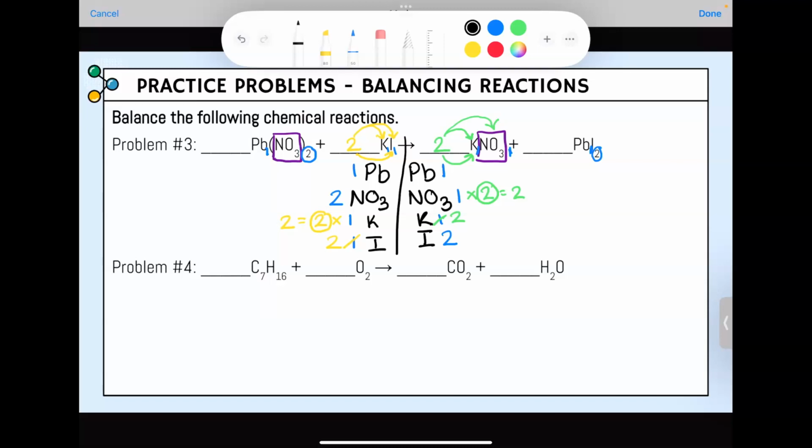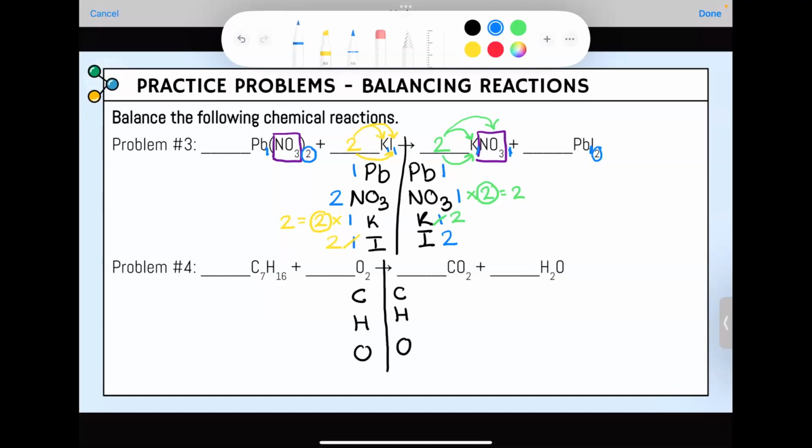We have C7H16 plus O2 yields CO2 plus H2O. First step we got to do is figure out if there's any polyatomic ions present. In this problem, we don't have any polyatomic ions present on both sides, so let's just go ahead and split our reaction. And we got to list out each element that's present on both sides. We have C, H, and O. They are also present in our product side.